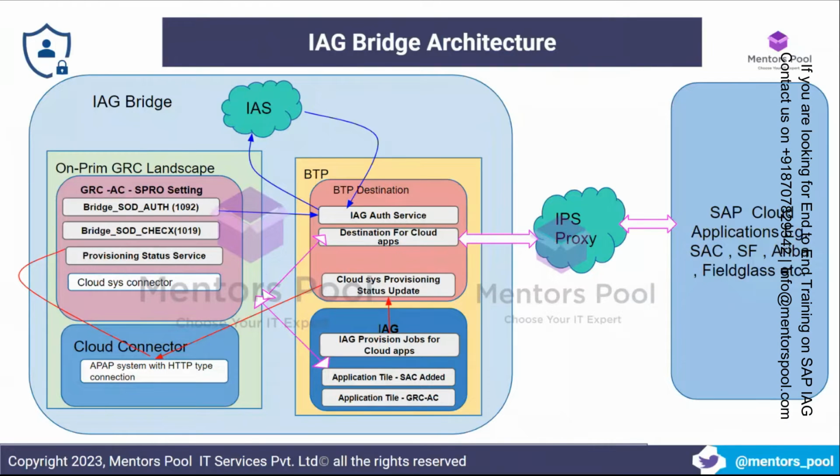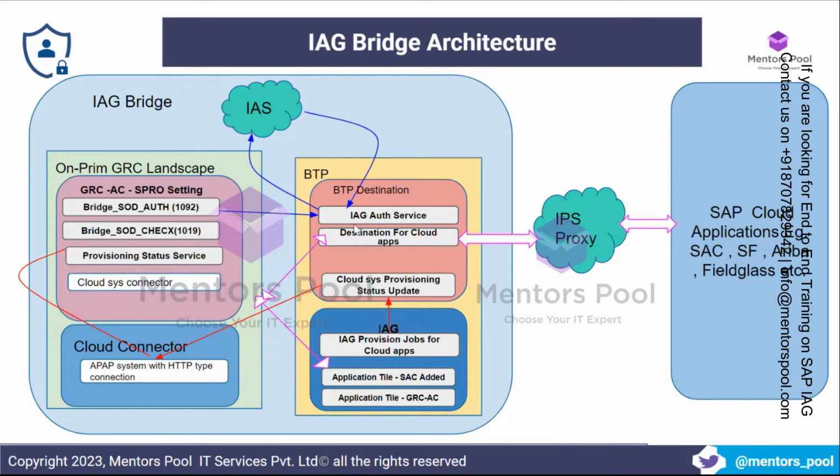Let's go to the diagram and understand what this diagram talks about. I would like to explain this diagram first. This is our on-premise landscape where GRC is available. We also have a cloud connector installed in the same network. This is our BTP environment. This is our BTP subaccount in which our IAG is subscribed. And we are using the destination service available on BTP for communication between two different systems within different scenarios.